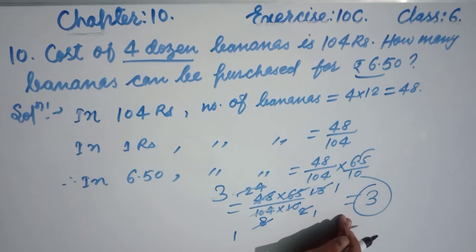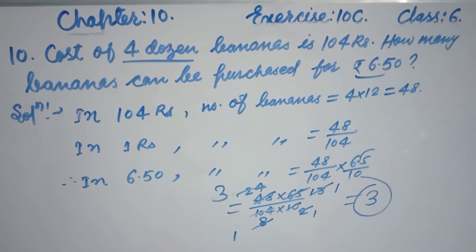So this 3 means friends in rupees 6.50 we will get the number of bananas as 3. So this is your answer.